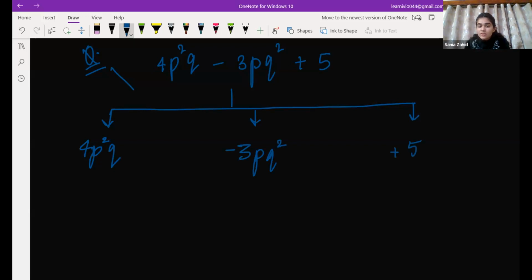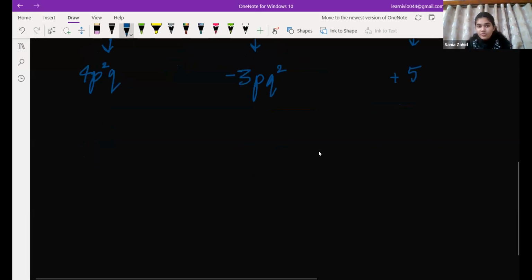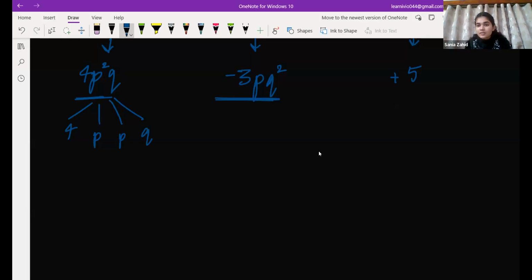Now if I talk about the factors of these terms, what are the factors of 4p square q? Manha, tell me. What are the factors of this? 4, P, again P and Q. Okay, so it has 4, P, and Q. Now Razan, tell me for this term. Minus 3, p, q, and q again. Okay, because this is q square. That means 3 into p into q into q. Now 5, the factor is 5 itself only. So these are the factors of the given terms.